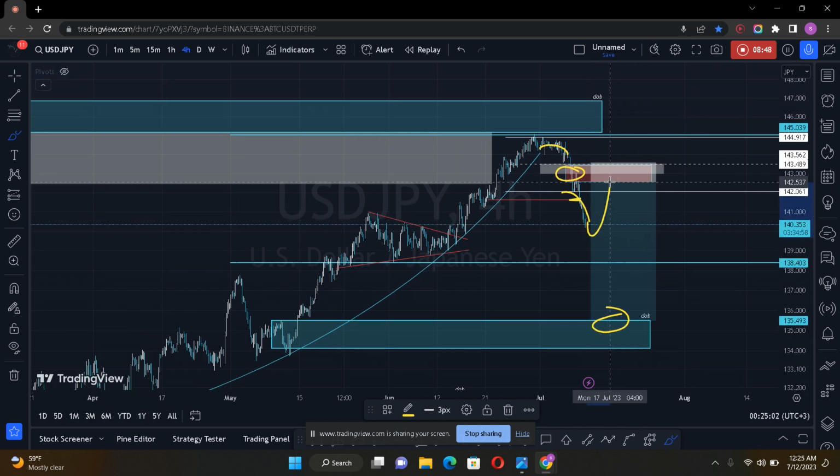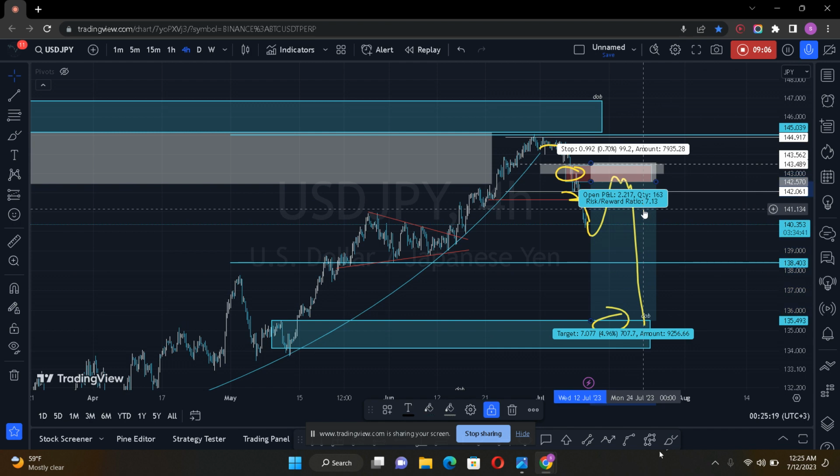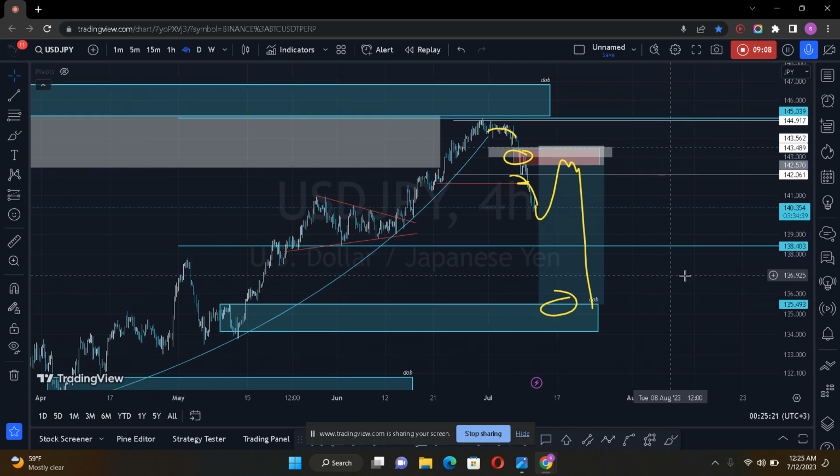So I'm waiting for price to retest this zone, give me an internal structure trigger, that is the lower time frame price action that fits the metrics of my trigger, and I'll ride this move all the way down to this daily order block, which is a 7-hour trade.